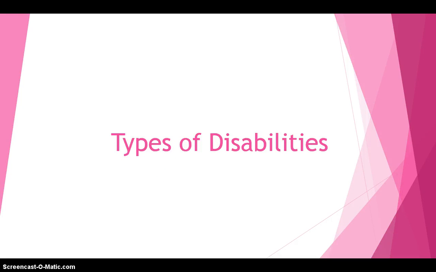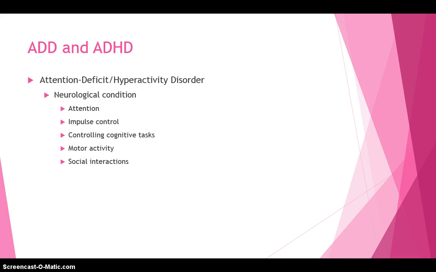Types of disabilities. For students that have ADD and ADHD, also known as attention deficit disorder and attention deficit hyperactivity disorder, there is a neurological condition that could affect their attention, impulse control, controlling cognitive tasks, their motor activity, and social interactions.